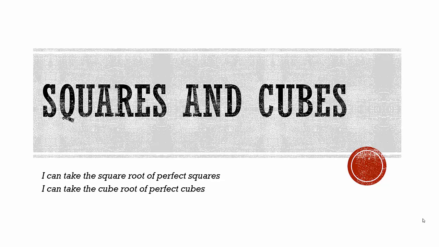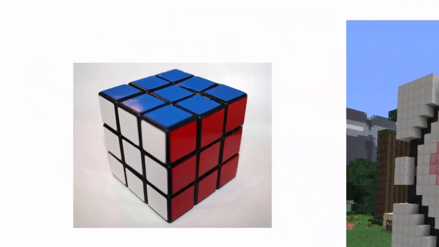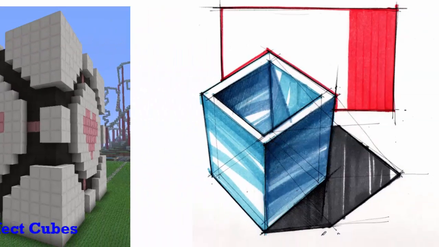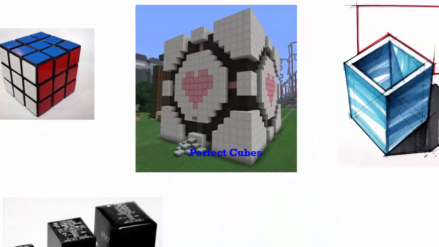And in this section of the video, we are going to learn how to take the cube root of perfect cubes. So we looked at square roots of perfect squares. Now we're going to look at cube root of perfect cubes. And just like there are squares all around us, there are cubes around us as well. Cubes are really just three-dimensional squares. So just like there are perfect squares and square numbers, there are perfect cubes and cube numbers.